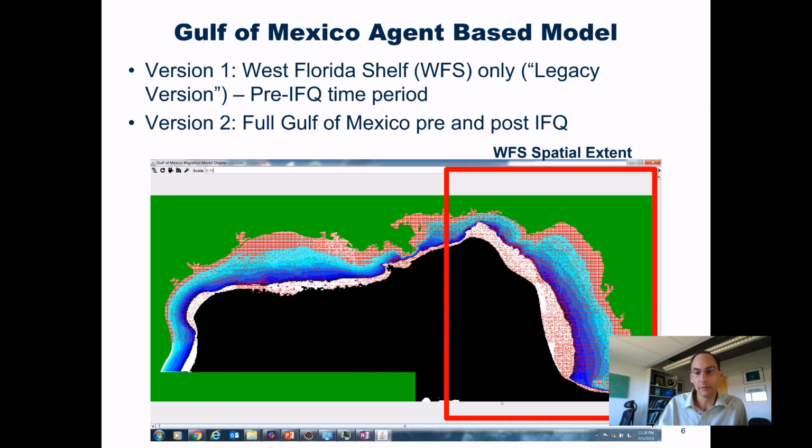The work today with respect to specifics, so I'm going to talk about the model, both versions, when I describe how the simulation model is set up in a few moments. But do know that the assessment part of the work came from the legacy version that just covered the West Florida shelf.